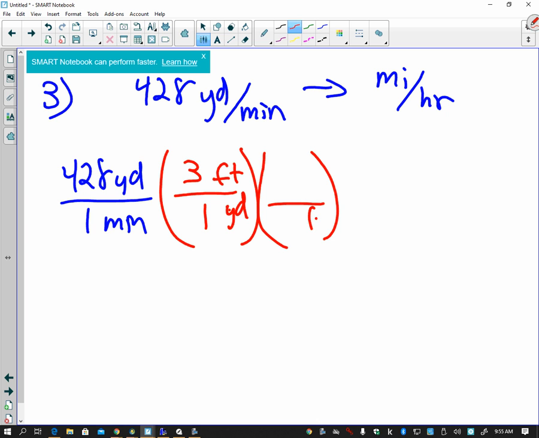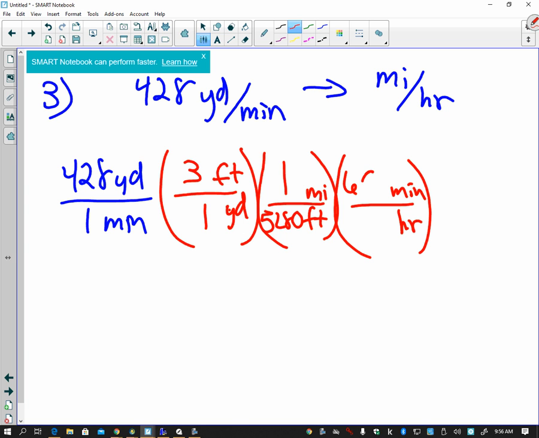Now let's convert from feet to miles. Which is bigger, miles or feet? Miles gets the 1. 5,280 feet in that mile. That converts me to miles. Now we have to convert from minutes to hours. We've got minutes on the bottom, so minutes go where over here? On top or bottom? Top. Minutes. And this one you should be able to conceivably do. You should know how many minutes are in an hour, right? 60 minutes, 1 hour. So 428 times 3 times 60 divided by 5,280.